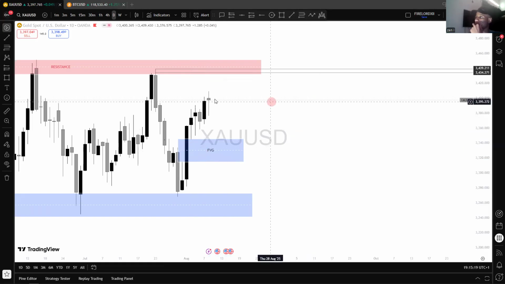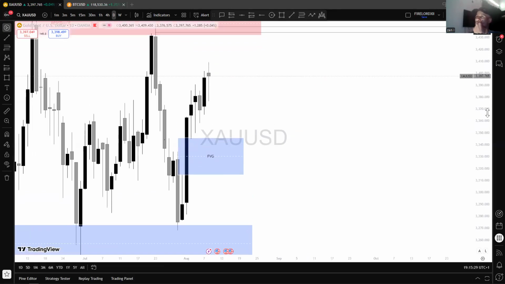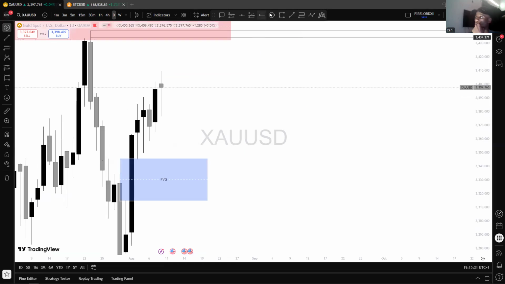Yeah, price might come back for a retest of the fair value gap. Don't know. But from what we can see here, and based off how we trade, let's see what we might be expecting from gold.